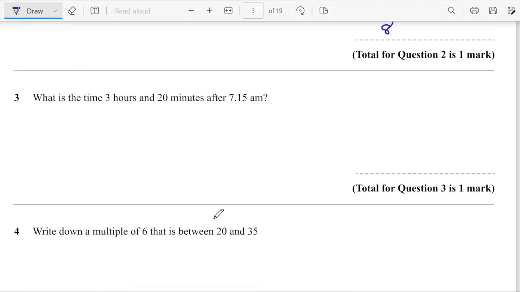Right, question 3. What is the time 3 hours and 20 minutes after 7:15 a.m.? So I'm going to add this in chunks. I'm going to add on 20 minutes first of all. That would take me to 7:35. And then I'm going to add on 3 hours, which would take me to 10:35 a.m.